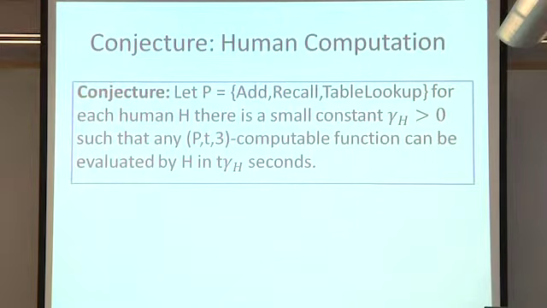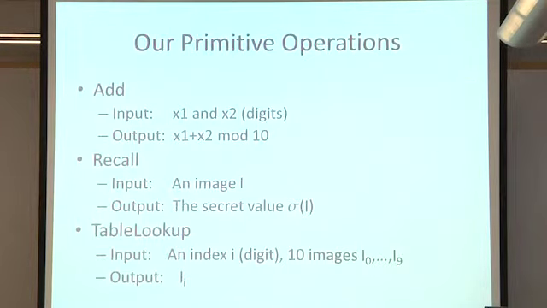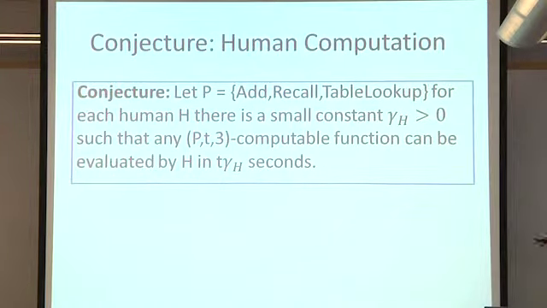Sorry, can you give the definition of PT3? Of PT3. So yeah, P is the set of primitive operations, so a function that can be computed using only instructions from this set. T is the number of operations, so the number of operations from the set that the human's computing. And 3 is the memory requirement, so the amount of chunks that you're required to store in working memory at any given time.